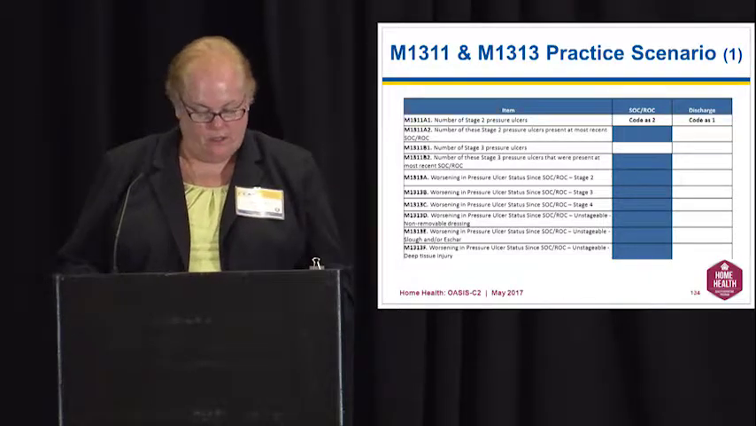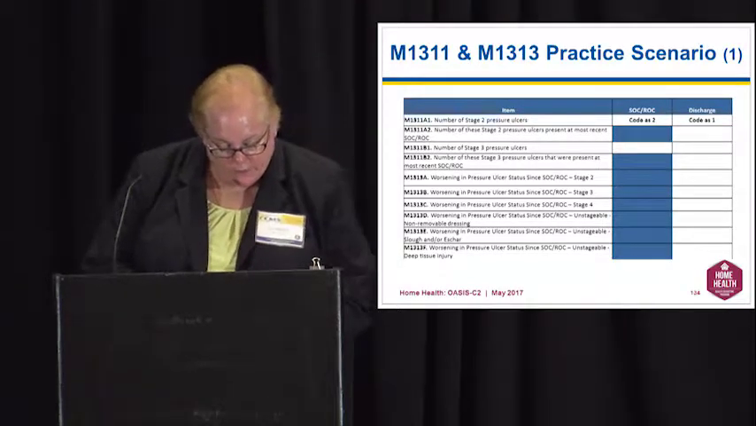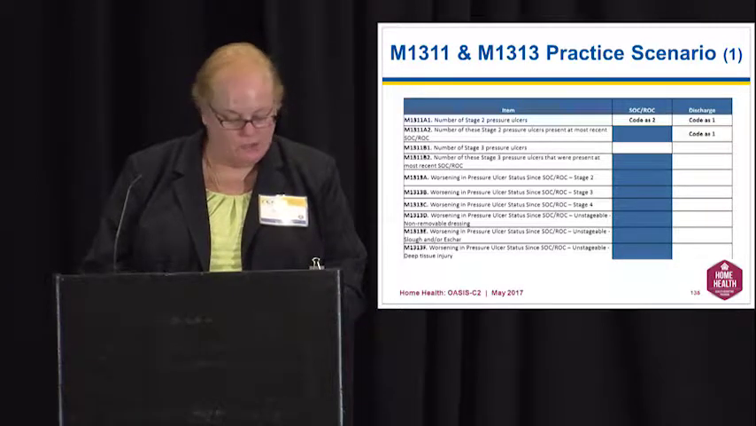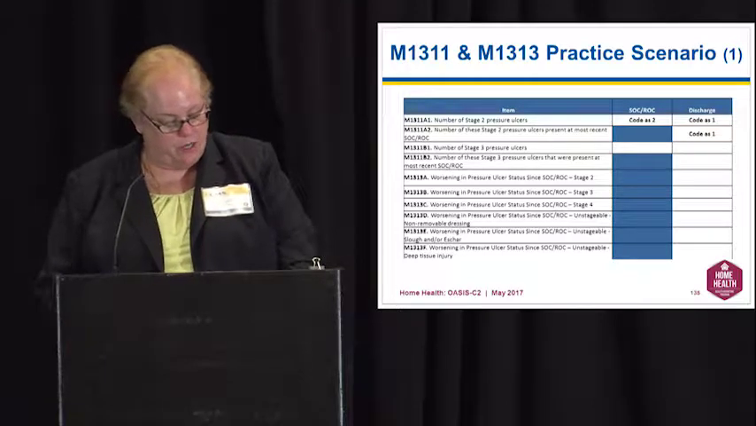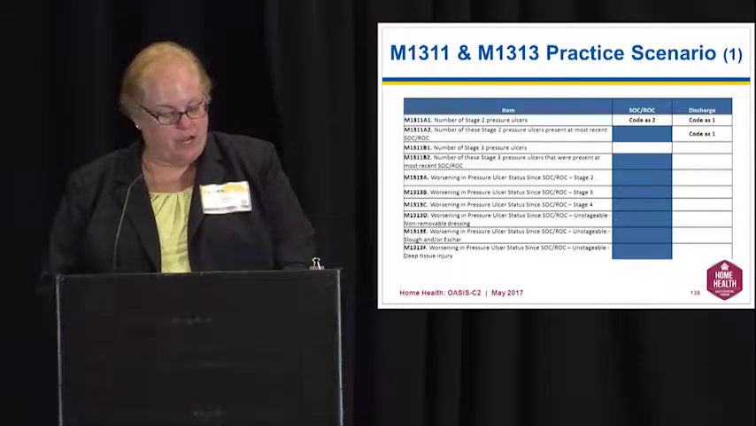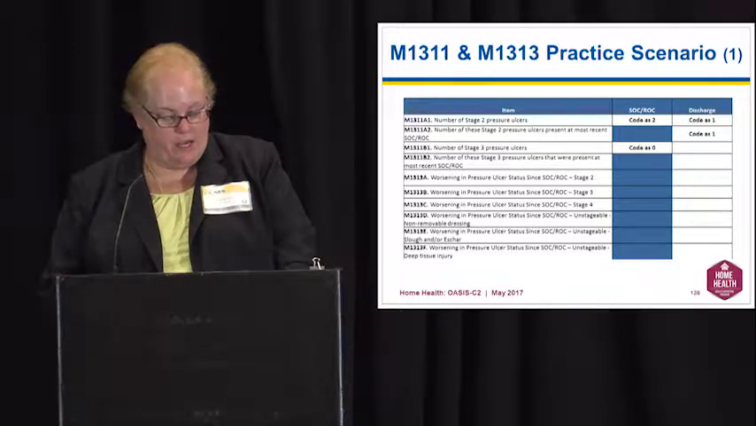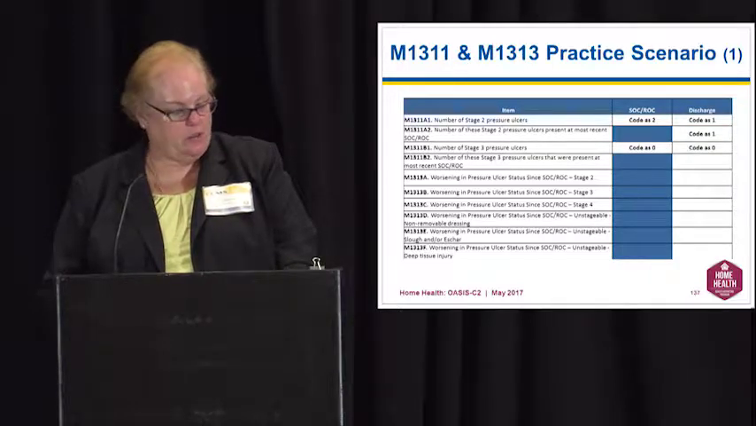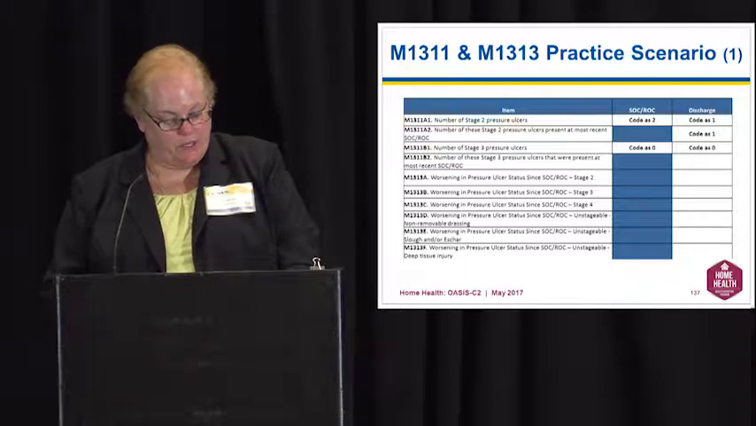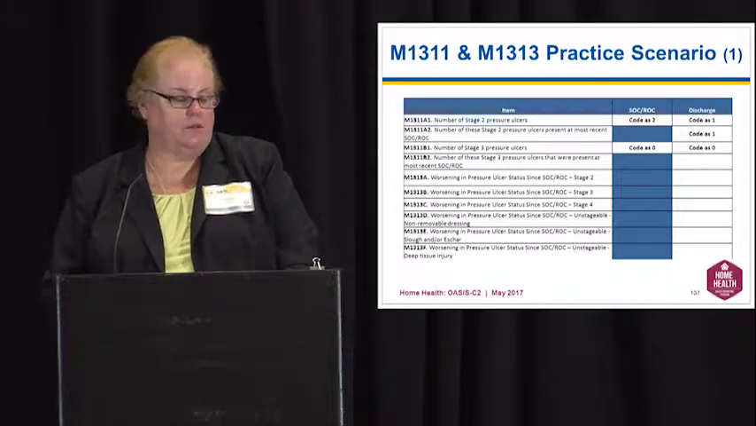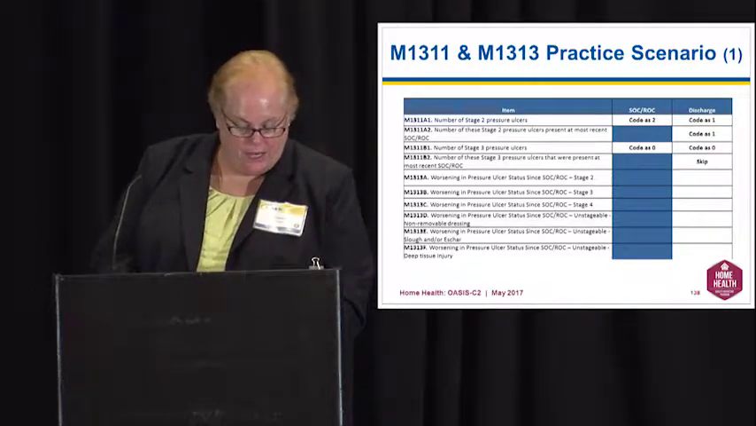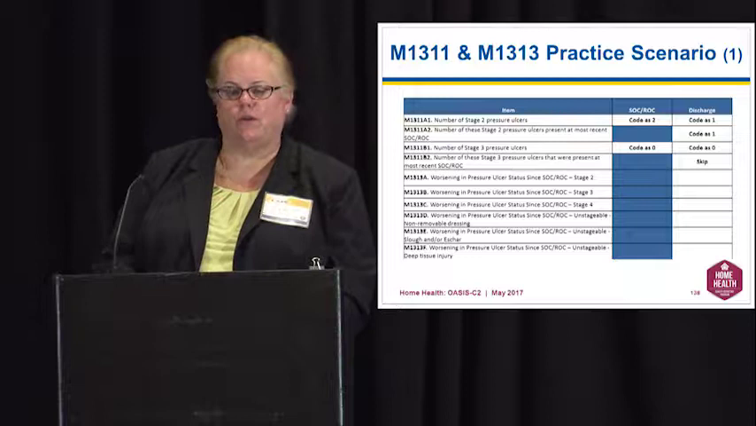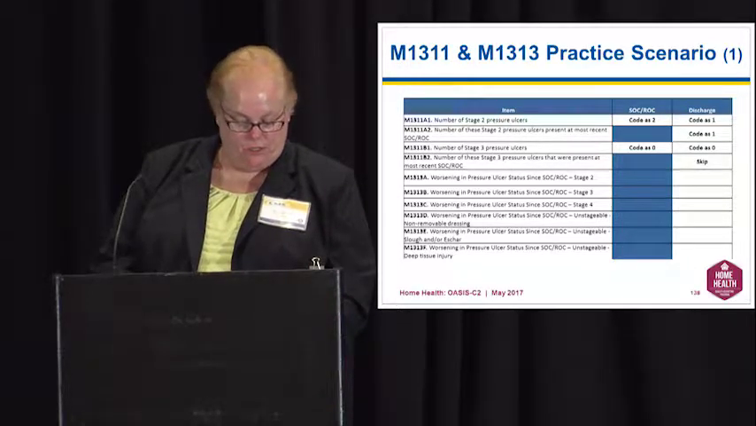Okay. All right. So that's correct. So the number of these stage 2 pressure ulcers that were present on the most recent SOC/ROC is 1. Number of stage 3 pressure ulcers on the SOC/ROC? Okay. Number at discharge? Right. Okay. How many of these were present on the SOC/ROC? 0 or skip. Okay. How about worsening in pressure ulcers since status stage 2? So we're not asking all the questions here. We kind of blacked out some of them. So on discharge, so M1313A.